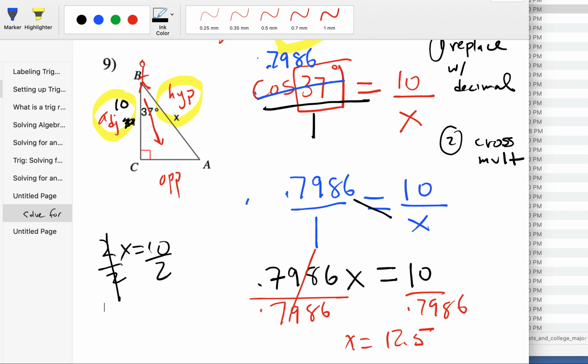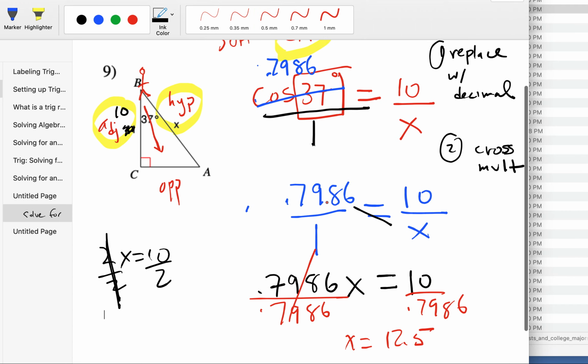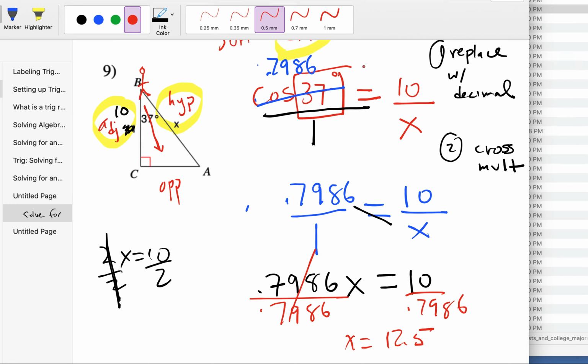So to recap, we label it, then we set up our ratio. We change it to a decimal, and I'm planning to make a video to explain where we get those decimals for those who are interested, but it won't be required. Then we cross multiply, solve for x, get x alone. That would be our third step.